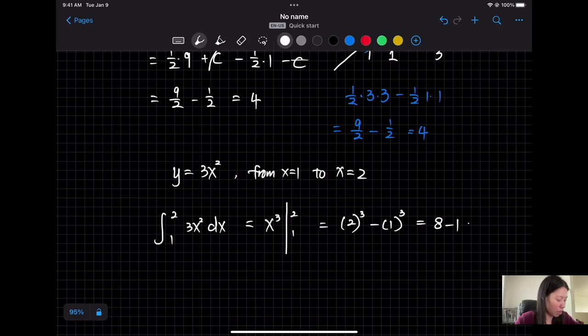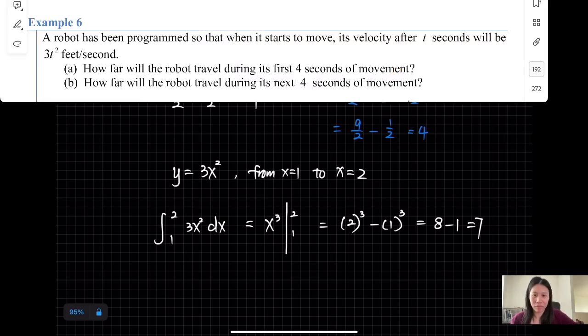So this is 8 minus 1, which is 7. So now take a look. A robot is being programmed so that when it starts to move, the velocity after t seconds will be 3t squared feet per second. How far will the robot travel during the first 4 seconds of the movement?